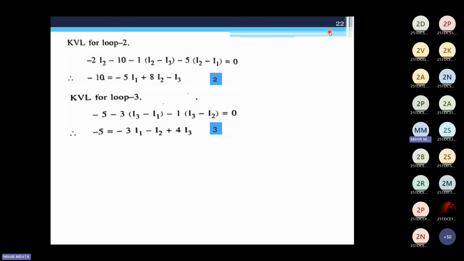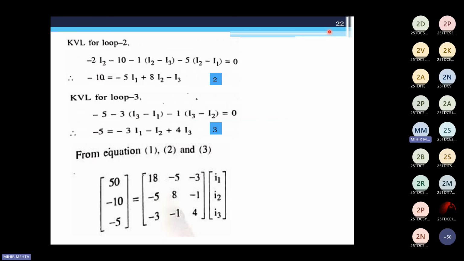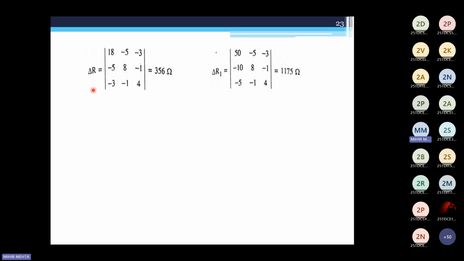Now again, open your brackets and convert these equations in terms of I1, I2, and I3 and place them in the form of a matrix. This is what you will get. Now you need to find the determinants and substitute the values. We'll not get into that calculation as of now since we are running out of time. So I would just like to run you through the calculation. The determinant would be 356. Your delta R is nothing but D.